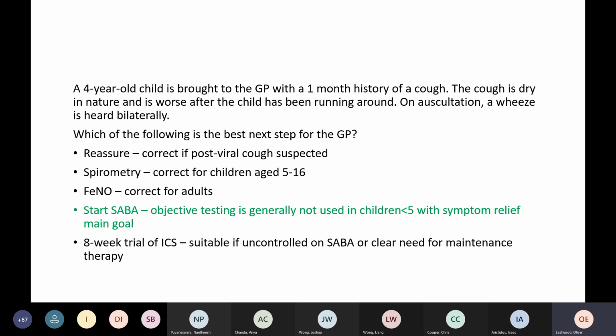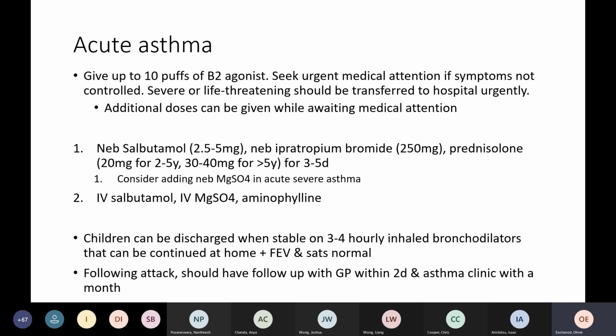So you'd start with your SABA, and you can move on to inhaled corticosteroid, but we'll go through that in a second. A lot of the acute asthma management is the same as stuff you've learned. The differences to be aware of: the severity scoring is the same, except you wouldn't use expiratory flow in kids under 5, and beware that the heart rate and respiratory rate are slightly different depending on the age of the child.